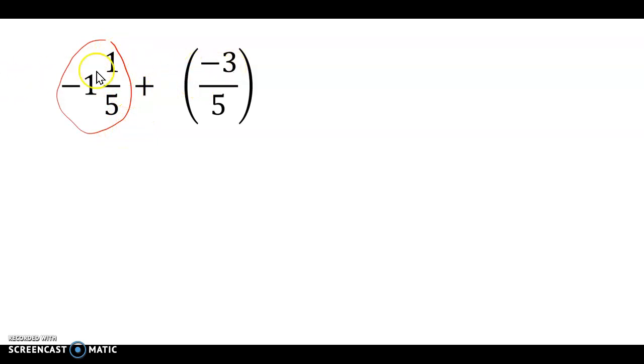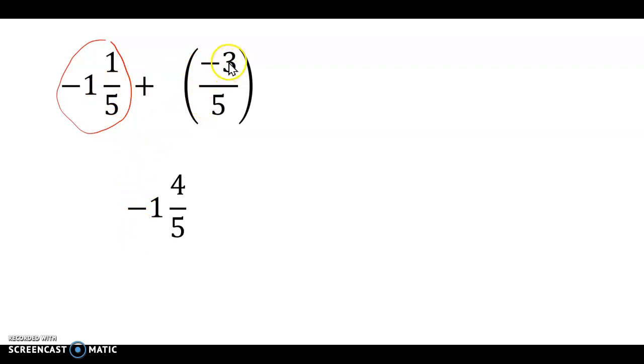So, since they're both negative, you're going to add the top numbers. So, 1 plus 3 is 4. So, that's how we got the 4 over 5. And the 1, nothing to add to it. So you end up with negative 1 and 4/5. Because remember, if they're the same sign, you add and keep the sign.